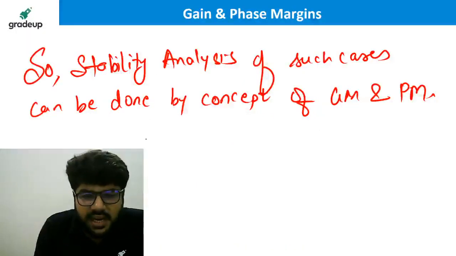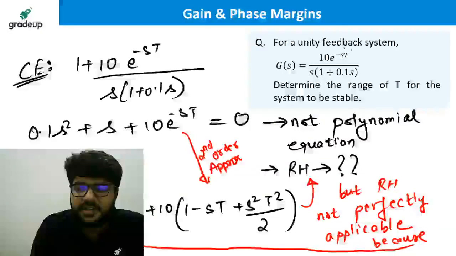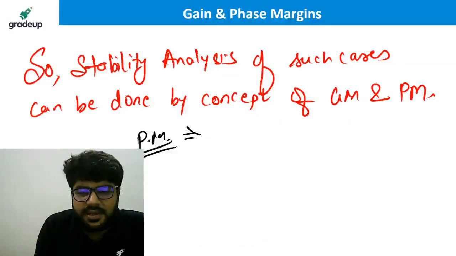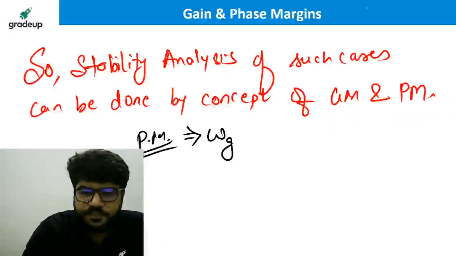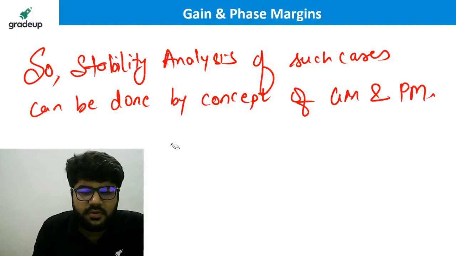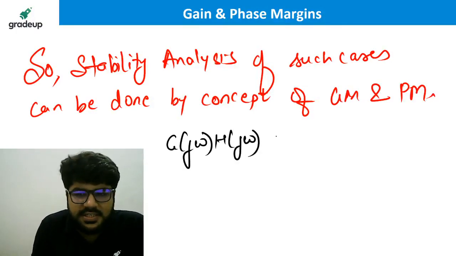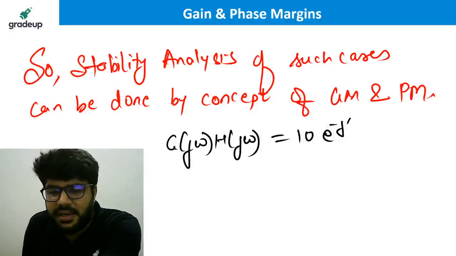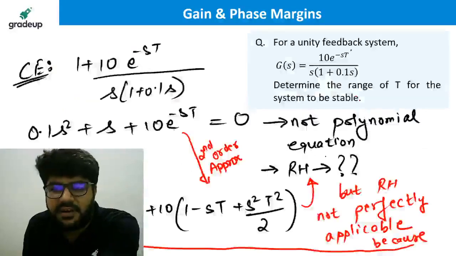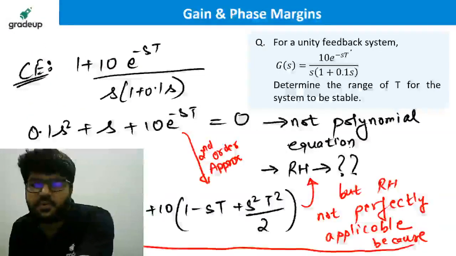Okay, so let us start with the concept of phase margin, because of the e power minus st term. For phase margin, what will you find first? Omega g. Okay. For the e power minus st term, let me first write down what is G(j omega) H(j omega). It is 10 e raised to the power minus j omega T divided by j omega (1 plus 0.1 j omega).